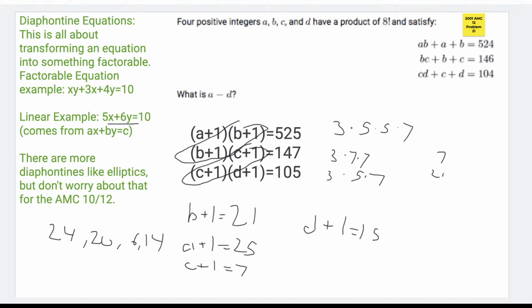So we get 24, 20, 6, and 14, which are a, b, c, and d. And then 24 minus 14 is what it's asking for, which is 10.